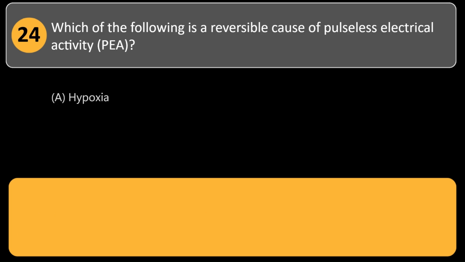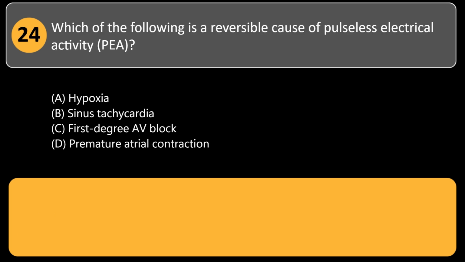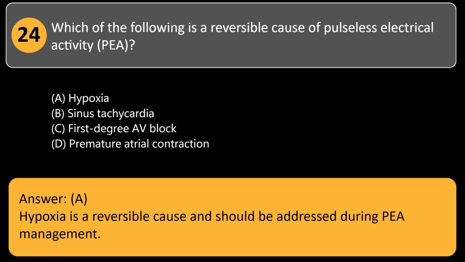Which of the following is a reversible cause of pulseless electrical activity, PEA? A. Hypoxia. B. Sinus tachycardia. C. First-degree AV block. D. Premature atrial contraction. Answer: A. Hypoxia is a reversible cause and should be addressed during PEA management.